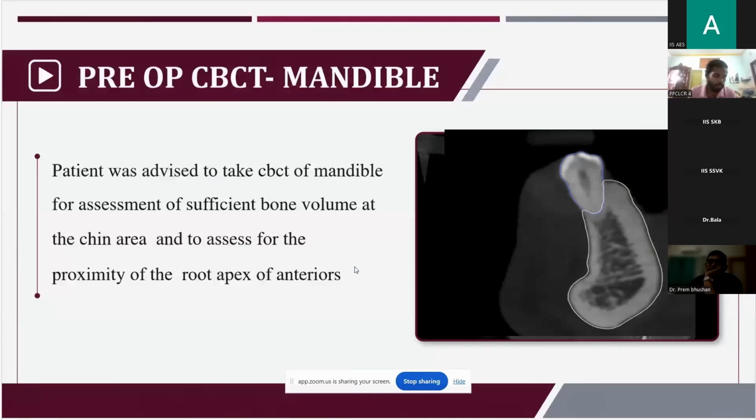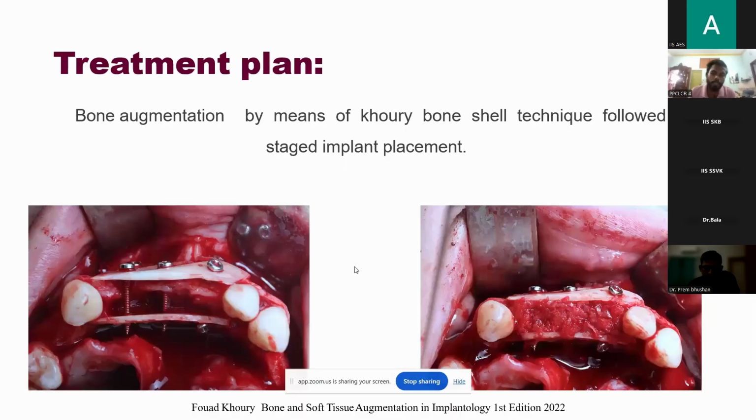And the most significant thing is we have to advise for a profile radiograph of the mandible. This gives an idea of how much bone is present in the mandible for safe bone graft harvesting, as well as the proximity of the root apices. So the treatment plan was Khoury's bone shell technique followed by staged implant placement.